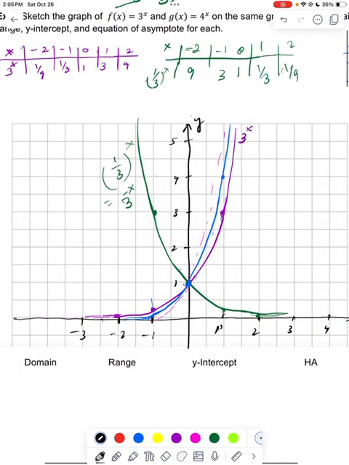Notice here that 1 over 3 to the x can also be written as 3 to the negative x, and if you look at the purple one and the green, they are basically reflections of each other over the y-axis. You remember that when g of x looks like f of minus x, where f of x is a base function, this means reflection over the y-axis.